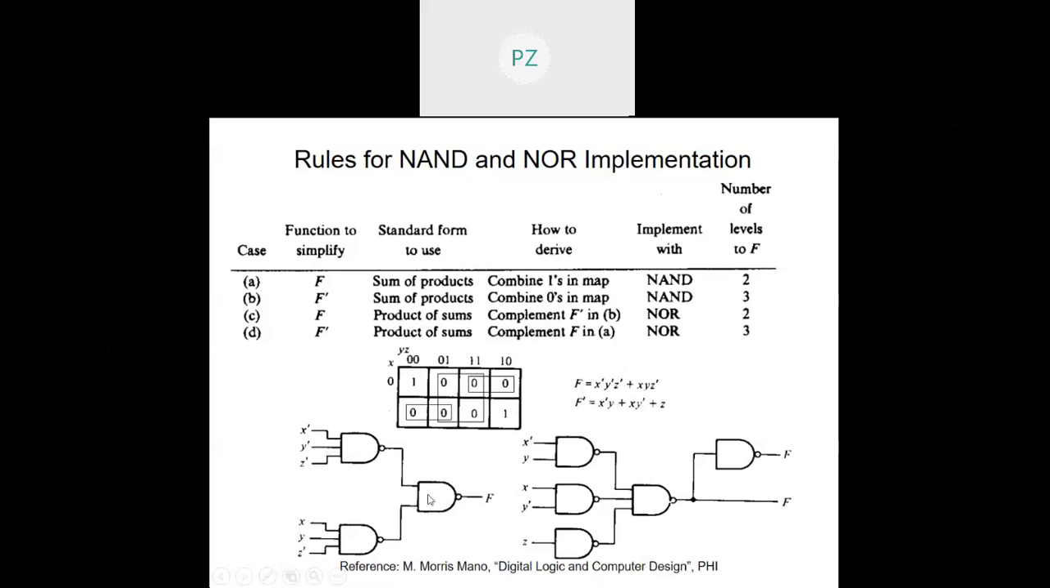In order to get the NAND NAND implementation, I see f in sum of product form, combine ones in the map and use NAND. So x dash y dash z dash plus x y z dash, and this is also the NAND gate, so I get f. In order to get f dash, I should have x dash y plus x y dash plus z, and over here I'll get f dash. In order to get f, I must have a third level here. This is what I meant when I say the number of levels for f is 3, because I'm starting with f dash. So with two levels I'm just getting f dash. If I want to get f, I'll have the third level of just the inversion. So this was the rule for NAND NAND implementation.